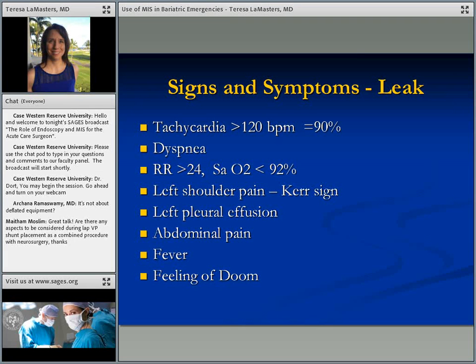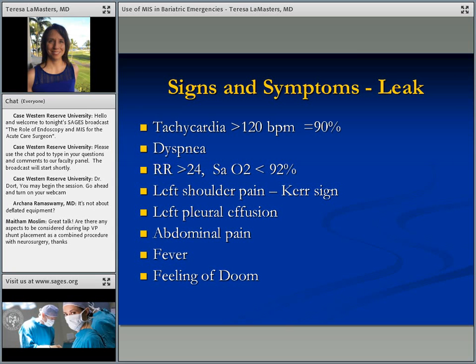The next most sensitive sign is dyspnea. And this is true dyspnea. They are not just a little winded when they walk. They are very short of air. Respiratory rate greater than 24. SpO2 is usually less than 92%. However, in this population, that could be their baseline.